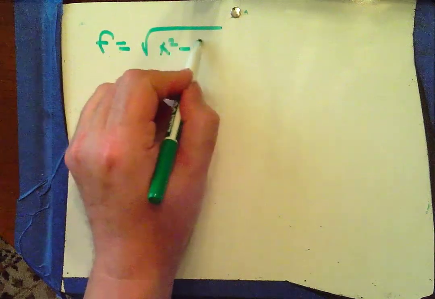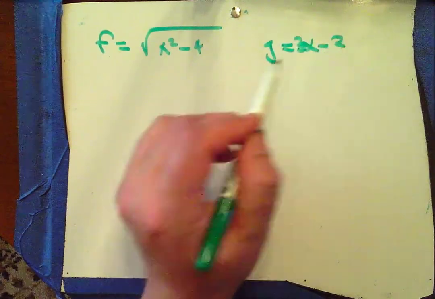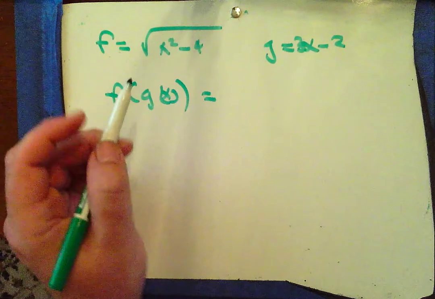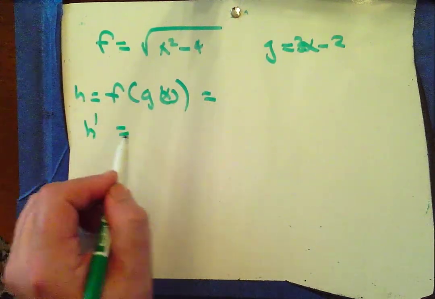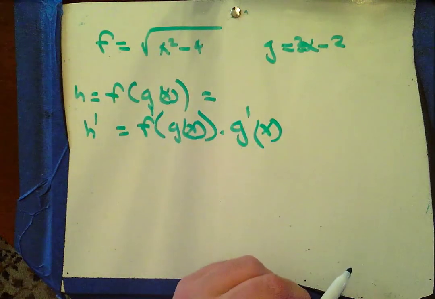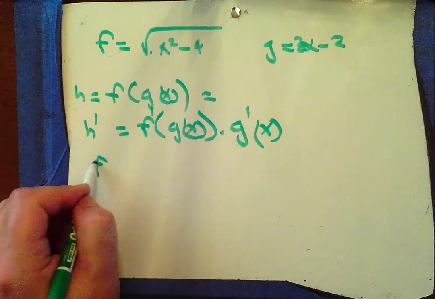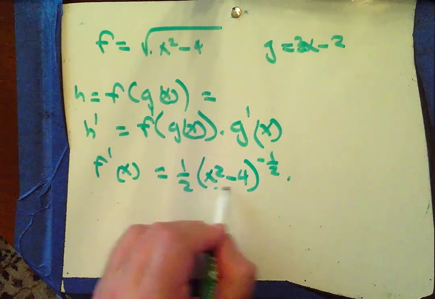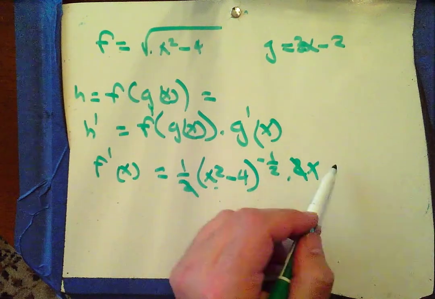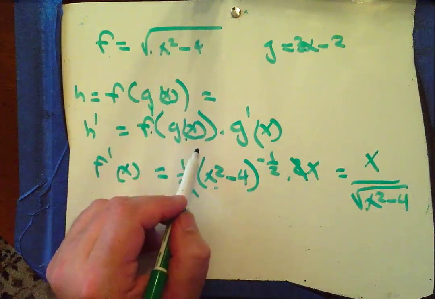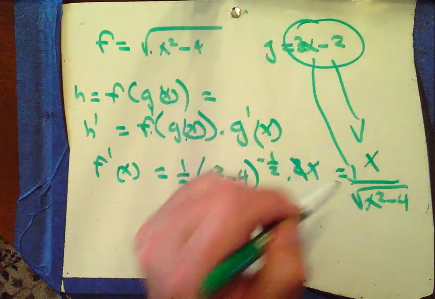14 says, if f equals the square root of x squared minus 4, and g equals 3x minus 2, then f of g of x, the derivative of that, is going to be h prime equals f prime of g of x times g prime of x. Okay, so let's find the derivative here of f prime. F prime of x is 1/2 (x squared minus 4) to the minus 1/2 times the derivative of the inside function, 2x. These cancel, and we're left with x over square root x squared minus 4. That's f prime of x, but I want f prime of g of x, which means I need to take this and plug it in for each of those x's.